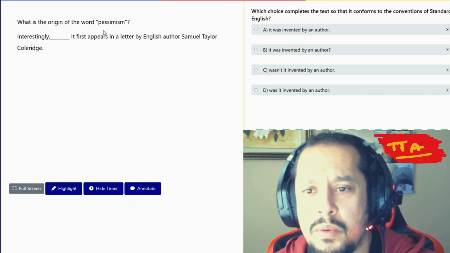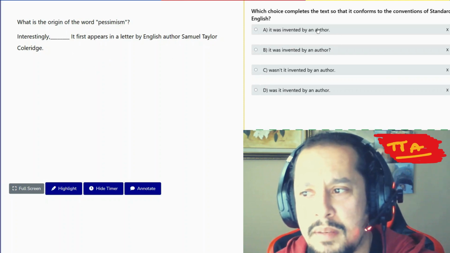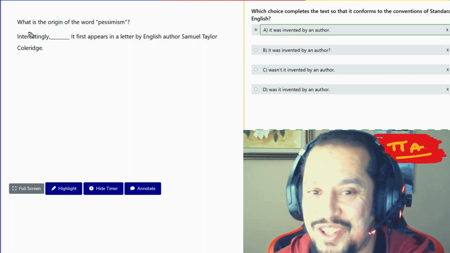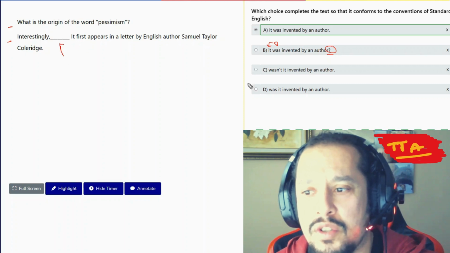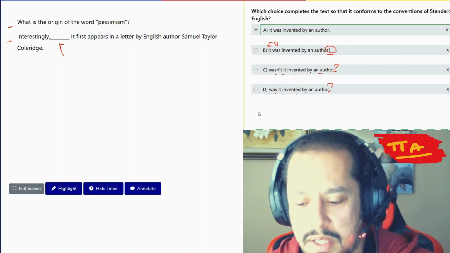So what is the origin of the word pessimism? Interestingly, it was invented by an author. Weird question, DSAT, right? Here, it was invented by an author. This is not a question. We need verb-subject inversion. And this is an answer to the question, right? Wasn't invented by an author? This needs a question mark. Was it invented by an author? This needs a question mark. So we're going to say answer A.